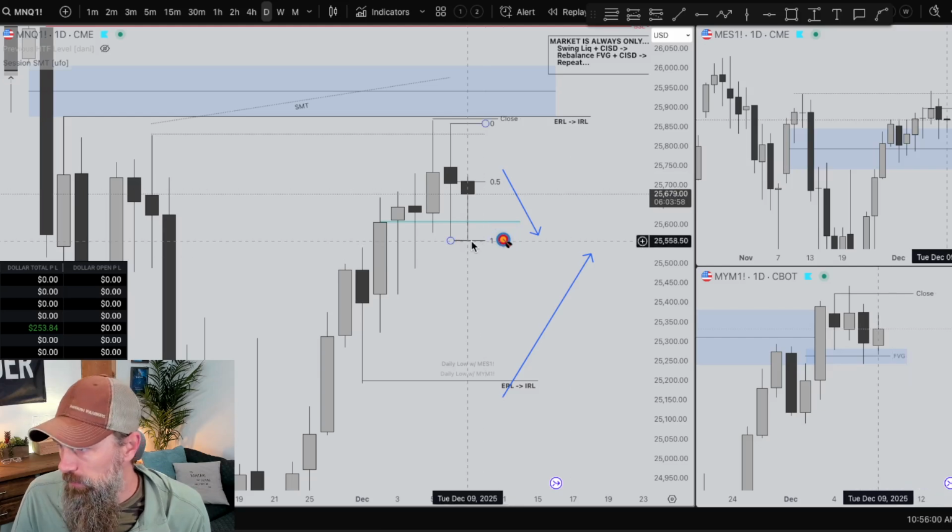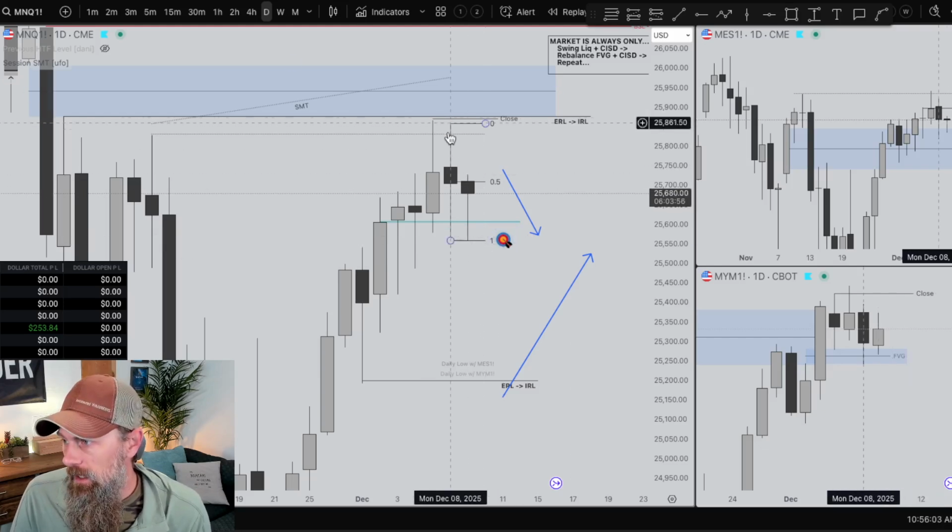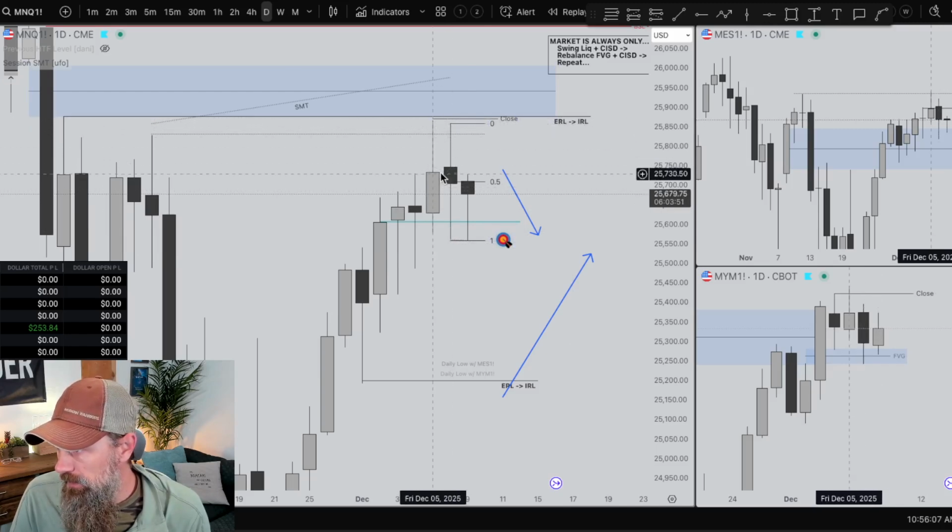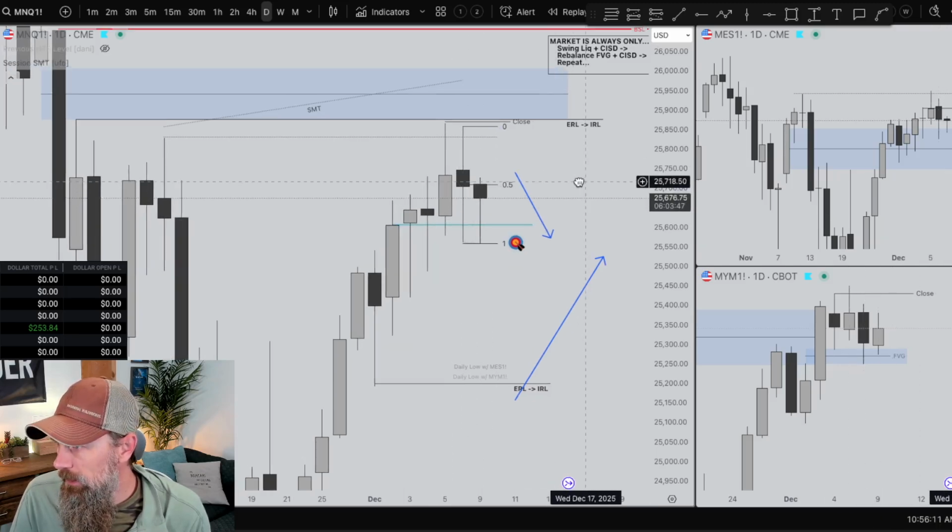So I was expecting the previous day low to be tapped. This candle on Monday closed inside this previous candle, just looking like it kind of wants to start to roll over a little bit. So I had a little bit more of a bearish bias.